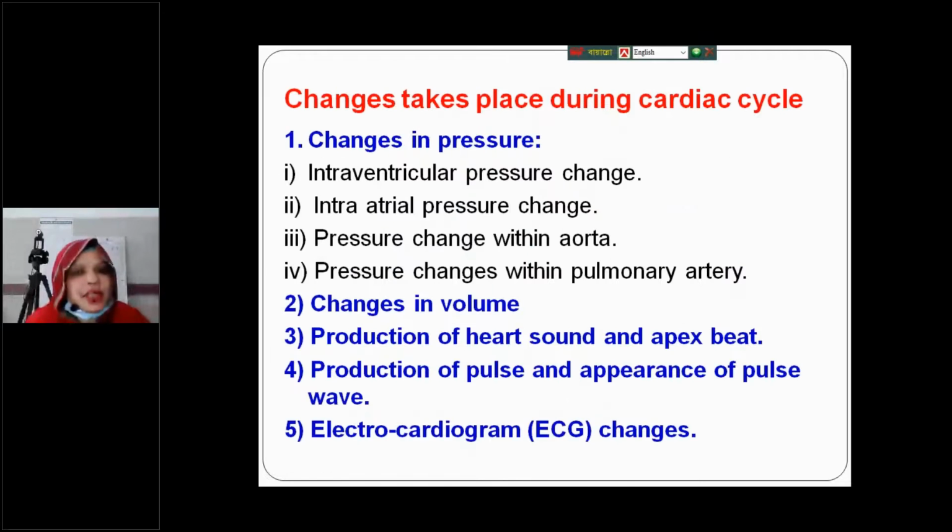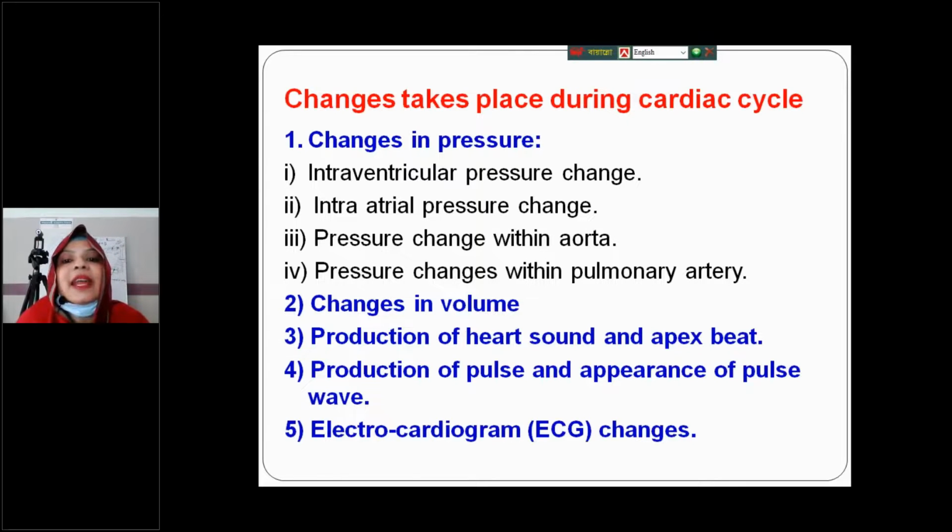Now this is the last written question for you. What are the changes that take place during the cardiac cycle? This is the last slide for today. Changes in pressure. Next class, I will again repeat the cardiac cycle with the figure. Please don't take any tension about the cardiac cycle. Of course, I will repeat this again in the next class.